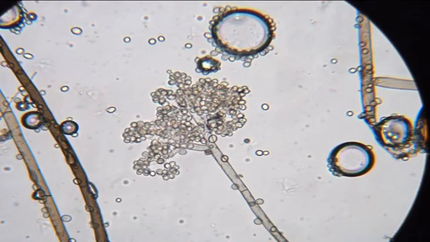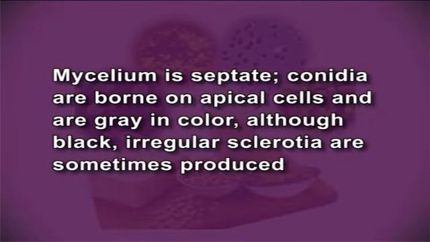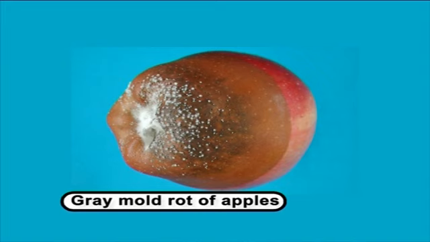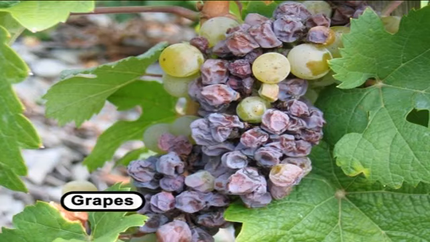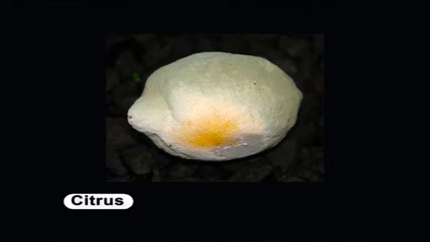Botrytis. Long, slender and often pigmented conidiophores are produced. Mycelium is septate. Conidia are borne on apical cells and are grey in color, although black, irregular sclerotia are sometimes produced. Botrytis cinerea is the most common in foods. They are notable as the cause of grey mold rot of apples, pears, raspberries, strawberries, grapes, blueberries, citrus and some stone fruits.